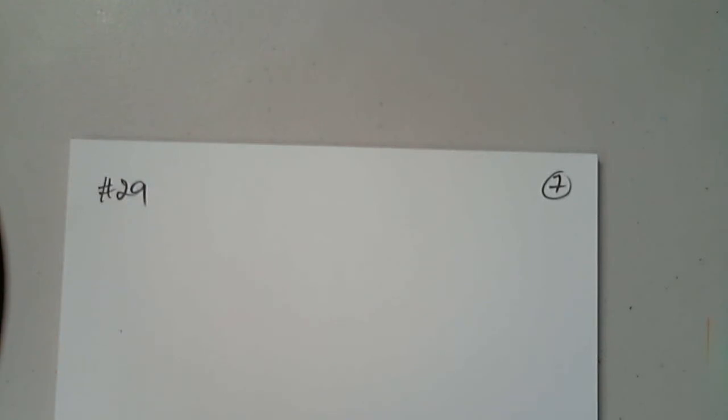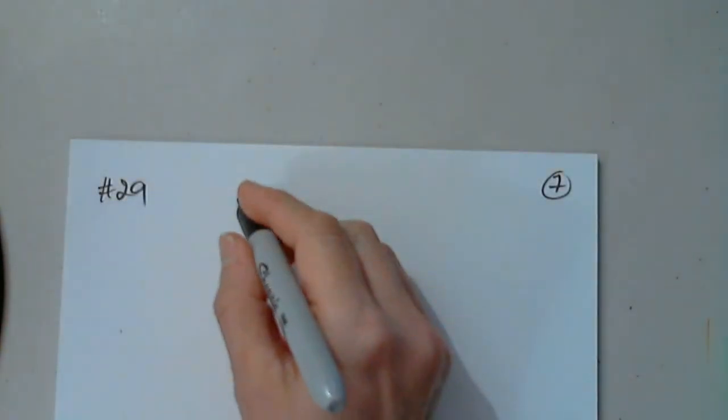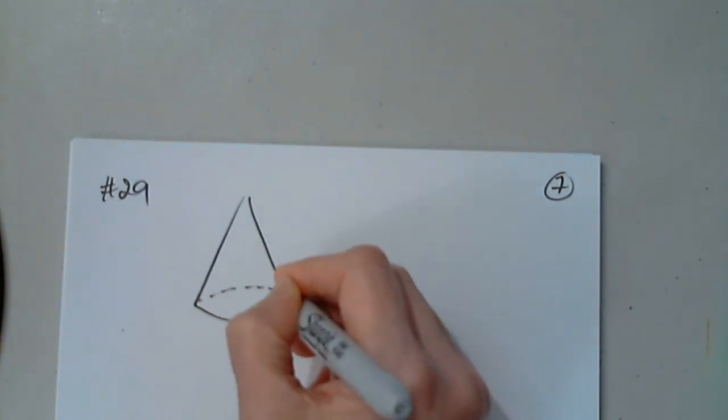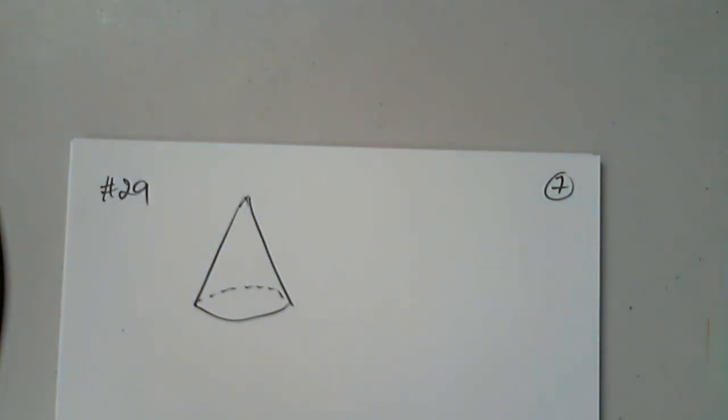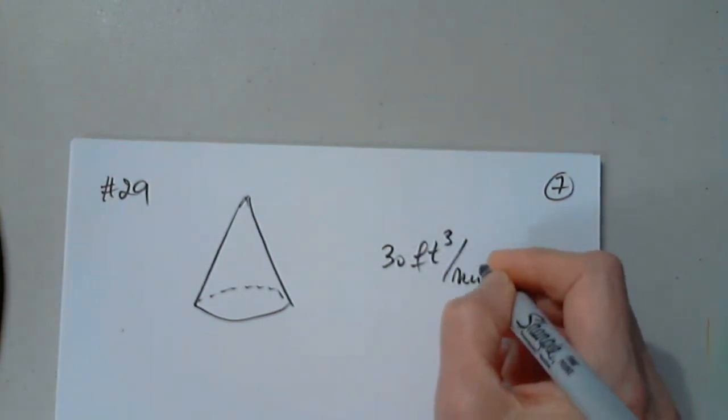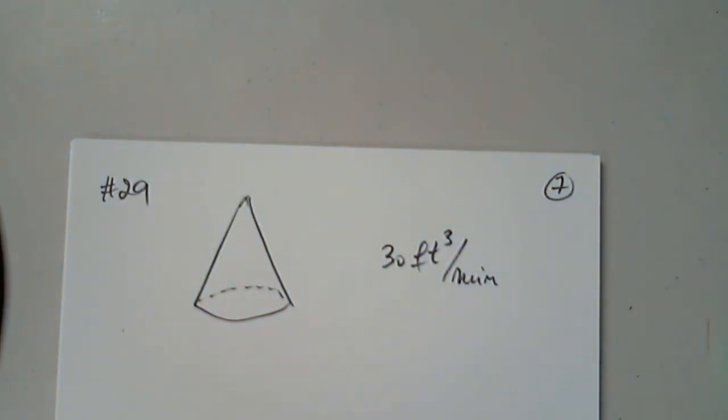Gravel is being dumped from a conveyor belt at a rate of, I'm gonna copy the figure here. Okay, 30 cubic feet per minute. Stop, I refuse to continue. I have to identify what this is.